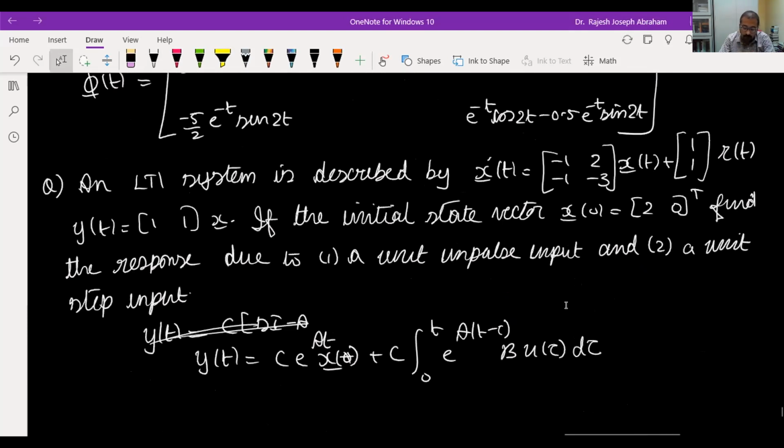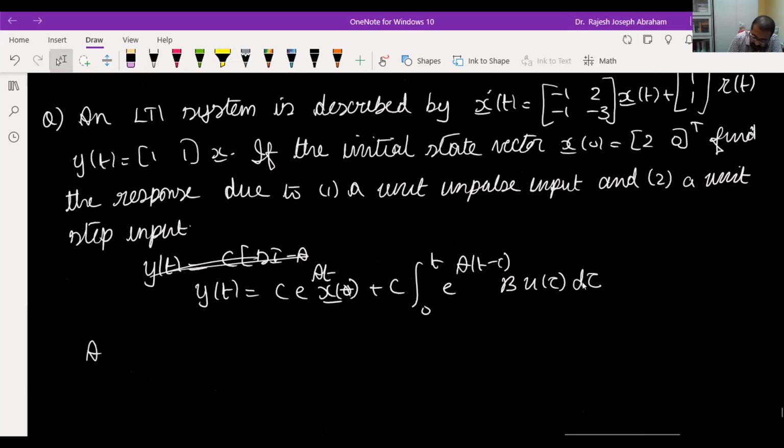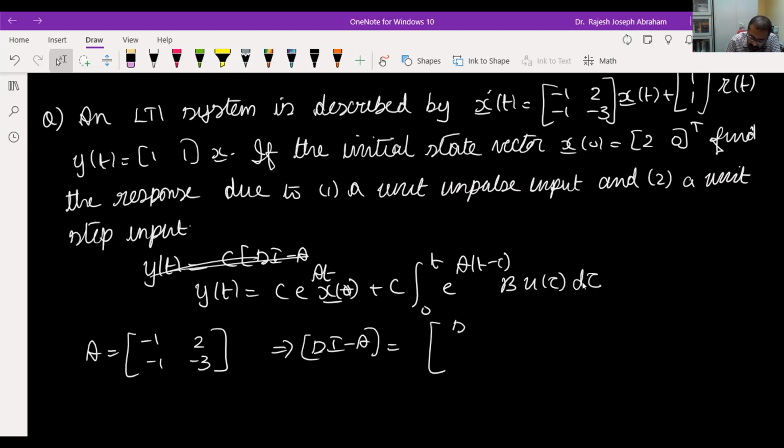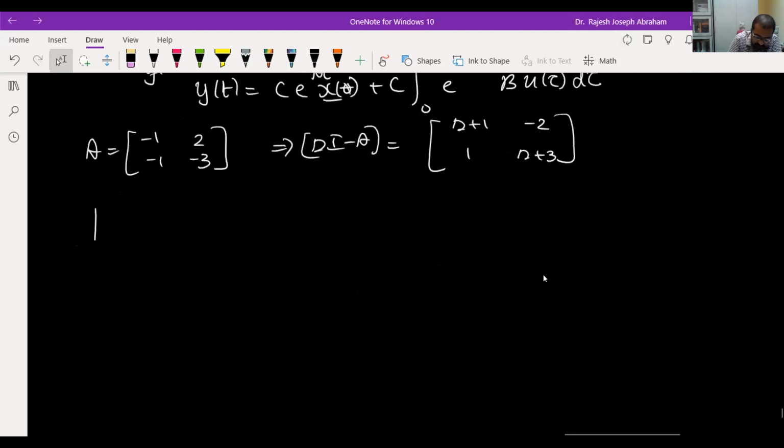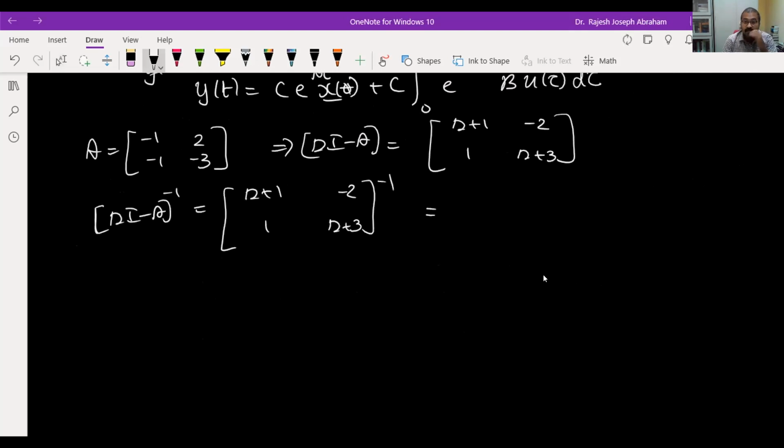Okay. So our A matrix is given like this: minus 1, 2, minus 1, minus 3. So what will be sI minus A? It will be [s plus 1, minus 2; 1, s plus 3]. Okay. So we need to find the resolvent matrix, (sI minus A) inverse, the inverse of this thing. You know how to find that, right? Adjoint divided by determinant.